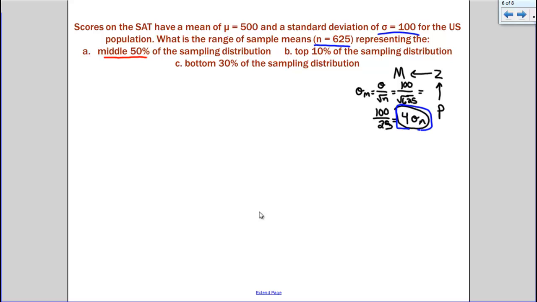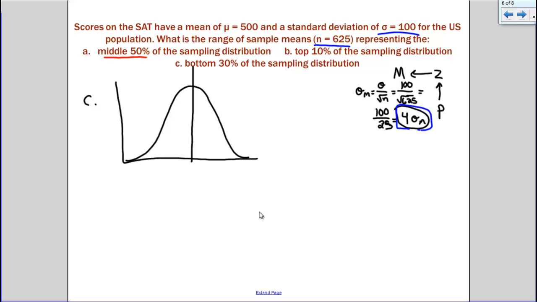All right. So now we have a distribution where we still have our population mean right in the middle, that 500. But the bottom 30% would be a score right around here-ish. So we could either look for p equals 0.30 in the tail, or we could look for p equals 0.70, right? 1 minus 0.30 is 0.70 in the body. Either way you go about doing it, you're going to land on the same z-score. So let's go ahead and find 0.30 in the tail.